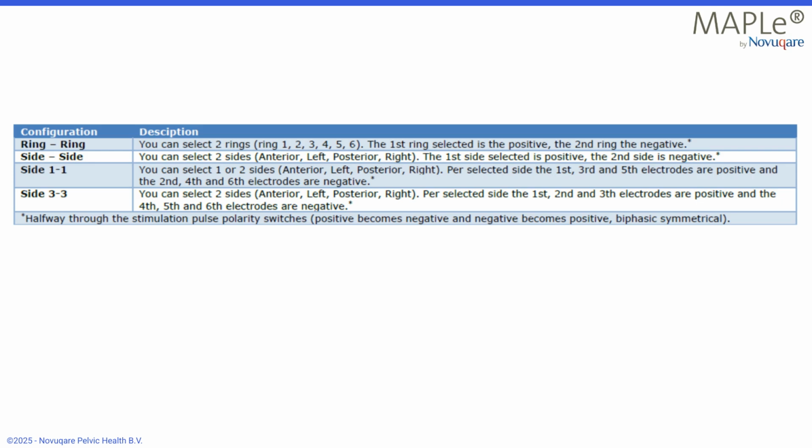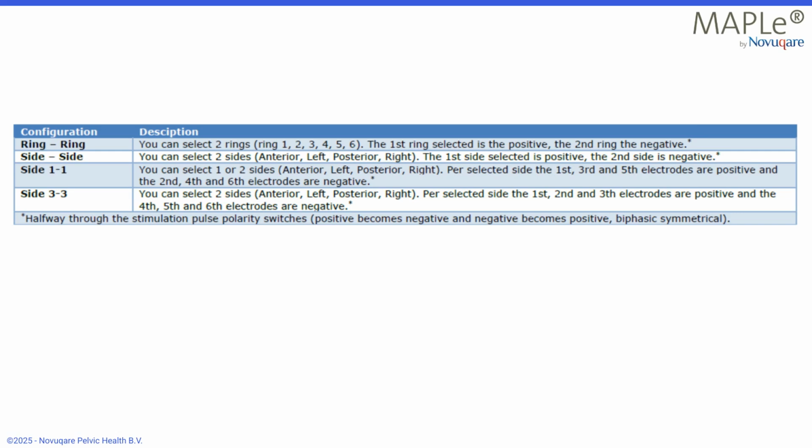The third option is side 1, 1. Here you select 1 or 2 sides, chosen from anterior, left, posterior, and right. For each selected side, the first, third, and fifth electrodes are positive, while the second, fourth, and sixth electrodes are negative. The final configuration option is side 3, 3.